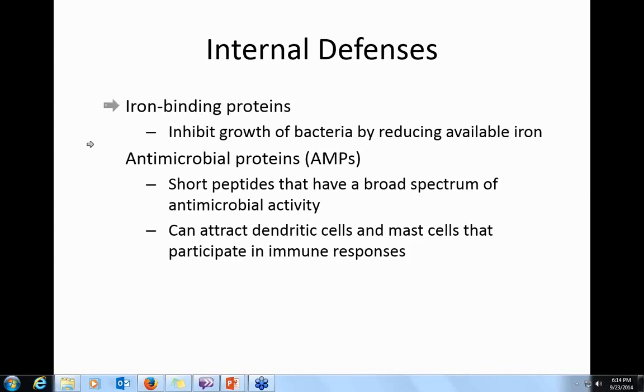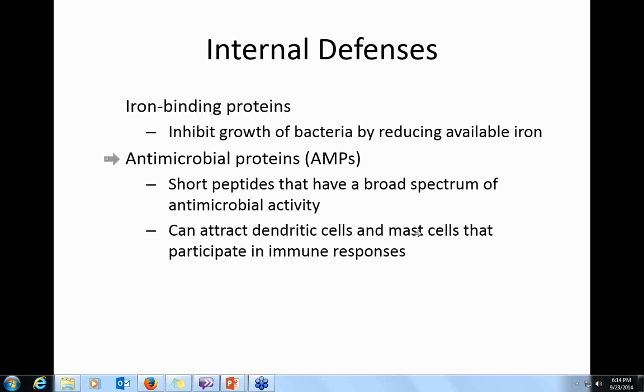Iron binding proteins. Iron is important for growth of bacteria, so without iron, bacteria don't grow. And you also make antimicrobial proteins. And again, that gets rid of bacteria. Also, antimicrobial proteins can attract dendritic cells. We're going to learn more about these when we talk about T cells and B cells, or the lymphocytes, specific immunity.